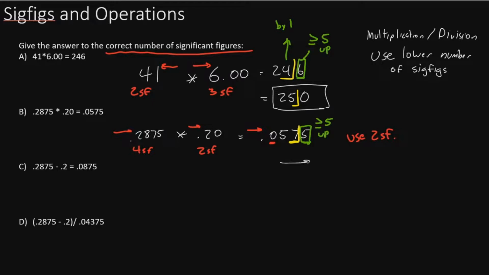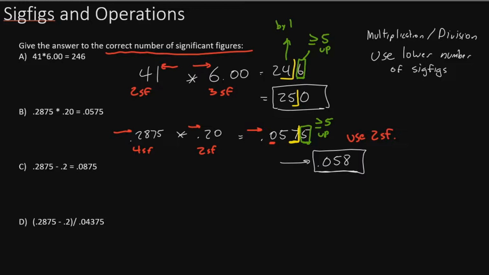That is greater than or equal to 5, and so we do round up. And so our answer becomes 0.058. We don't need to put any more zeros after that, and if we did, it would be incorrect because that would change our number of significant figures to 3 rather than 2. So our final answer is 0.058.